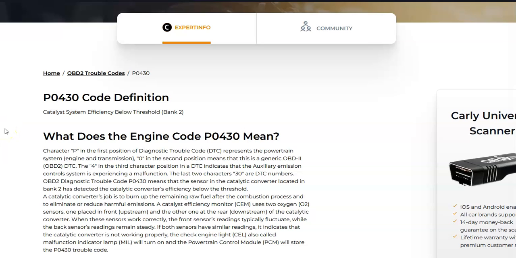Hello all. So today I'm talking about a Dodge with the P0430 code, what it is, and how you go about fixing it. So what is a Dodge P0430 code? Well, it's a catalyst system efficiency below threshold bank 2. And what does this mean?